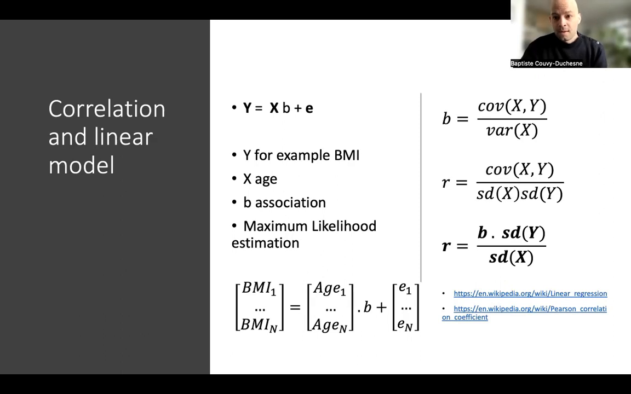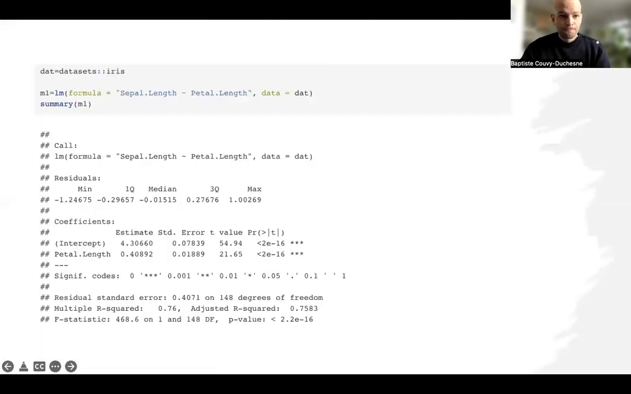coefficient B. And as you can see, R is a function of B, scaled by the standard deviation of X and Y. From this formula, it's very apparent that if the variables X and Y are standardized, so the variance equals 1 and the standard deviation equals 1, then the correlation coefficient is the beta estimate. Well, let's check this very quickly.